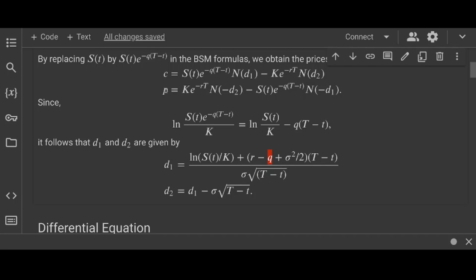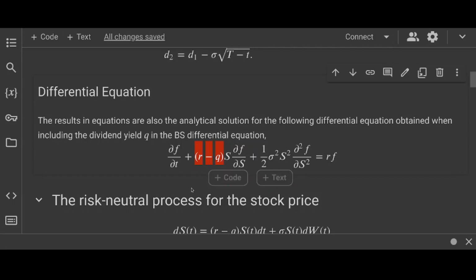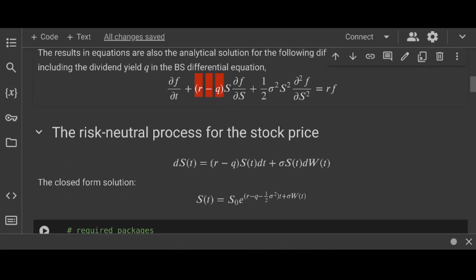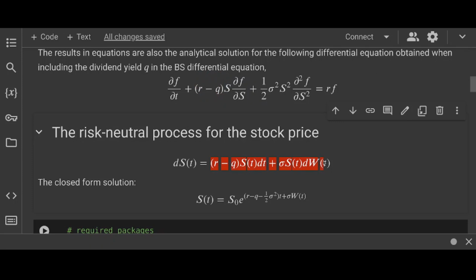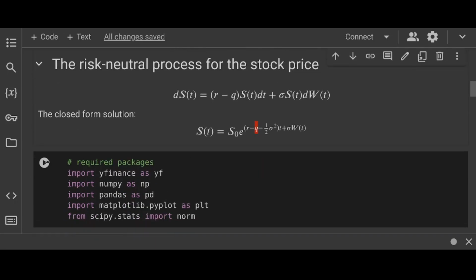So the corresponding differential equation which is related to this solution is the following differential equation, which considers the payment of the dividend with yield Q. Remember that the original Black-Scholes differential equation has R here, but now R minus Q will be the modification. In the same way, the risk neutral process of the stock price will be given by this stochastic differential equation. Once we solve this stochastic differential equation, we will get the closed price with this modification. The remaining things are all the same.